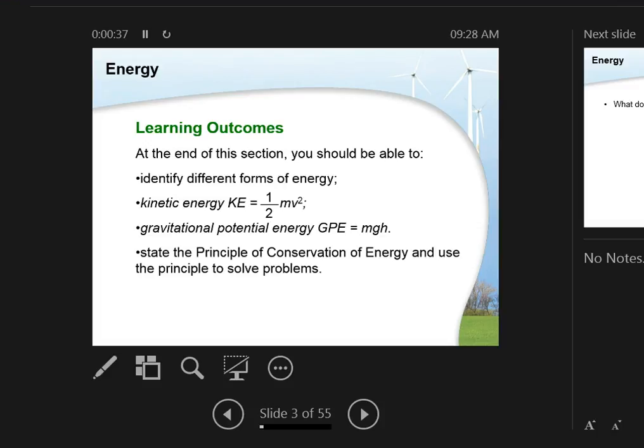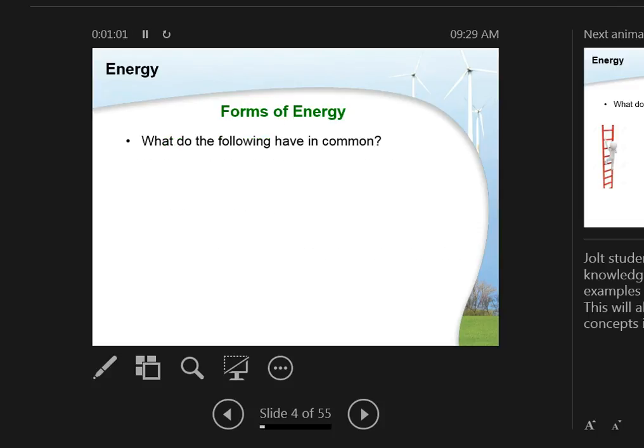These are the learning outcomes. We want to be able to identify the different types of energy. And we need to be able to recall and apply the formula for kinetic energy, which is half mv squared. We'll discuss a bit more gravitational potential energy, which is mgh. And we must state this important principle of conservation of energy.